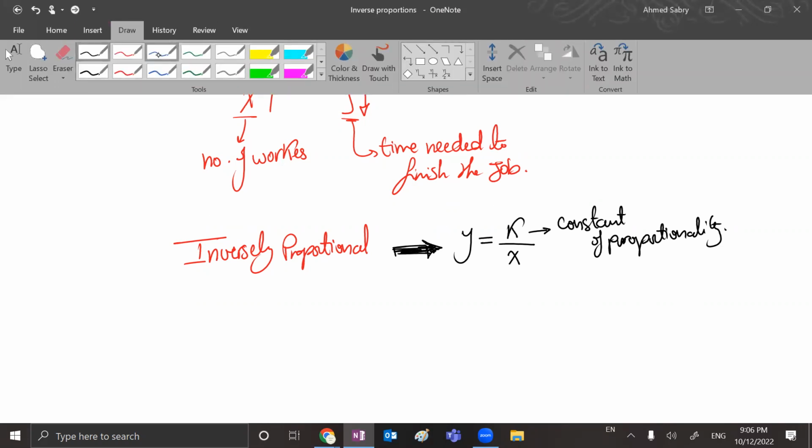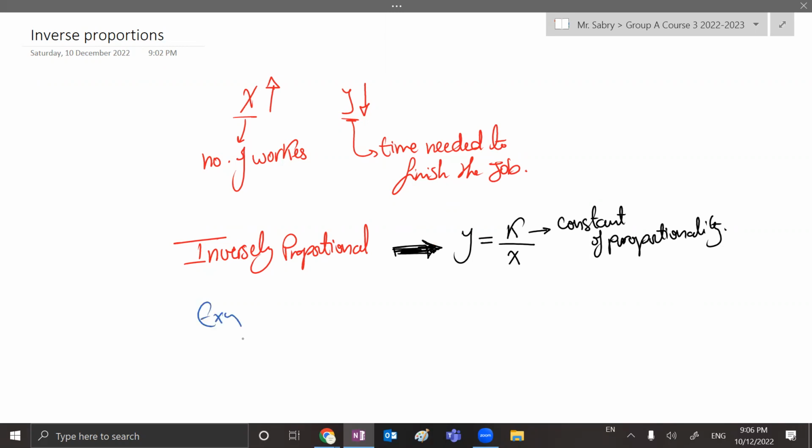What happens in questions and in examples goes like this. They would give you an x value that's equal to 2, and let's say y that's equal to 8, and then they would tell you these are inversely proportional. And then they tell you what would be the y value if x is equal to 4. Then what should be the y value?